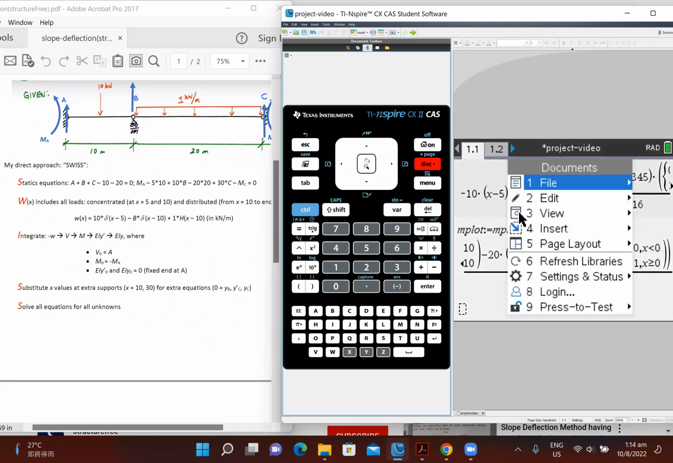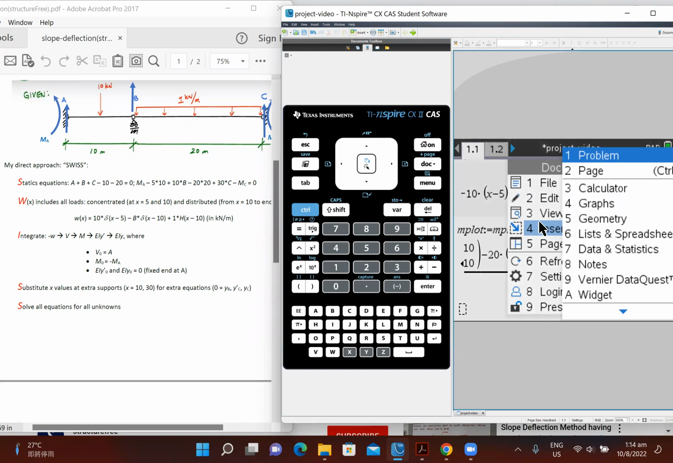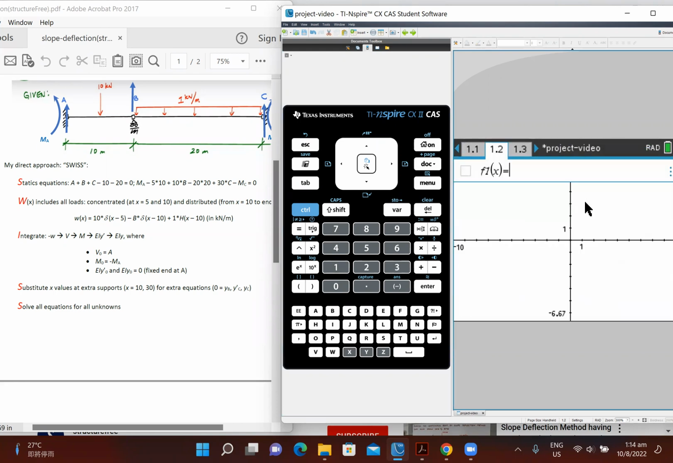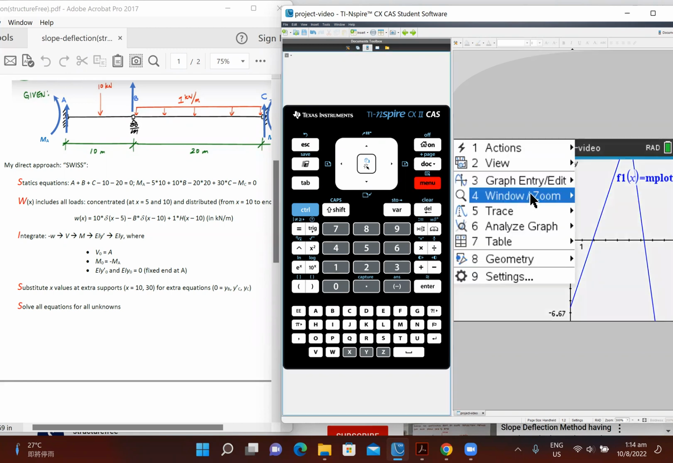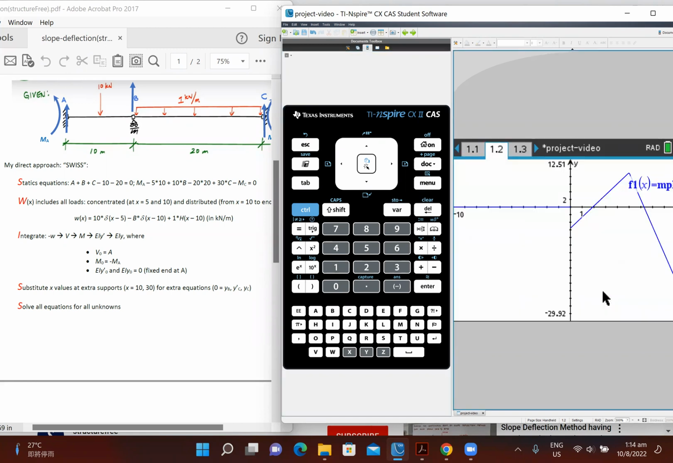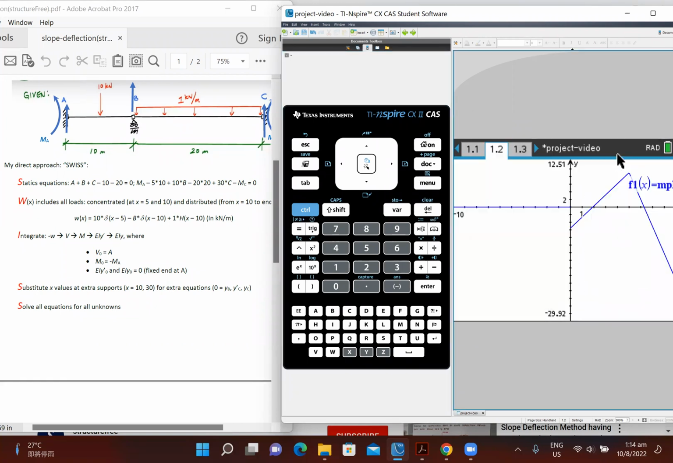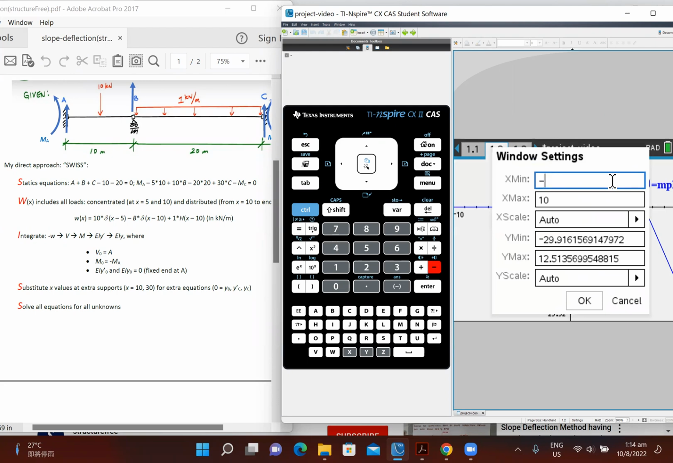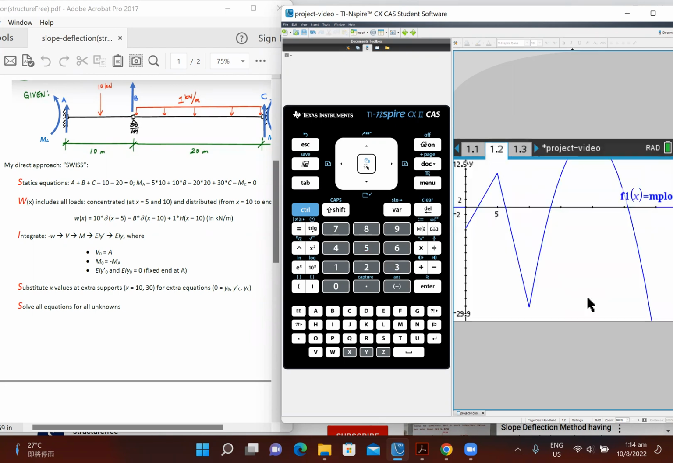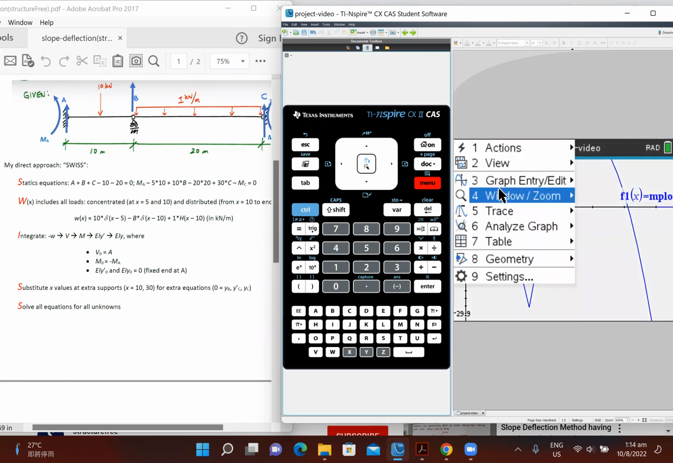We can go ahead and insert a new graph and plot. Now you can do a zoom fit, for example. Also, you know the region where you want to see this plot. We don't need too much negative values for x, but it is a 30-meter long beam, so let's make it go to 35. X scale 5. Just zoom out a bit.